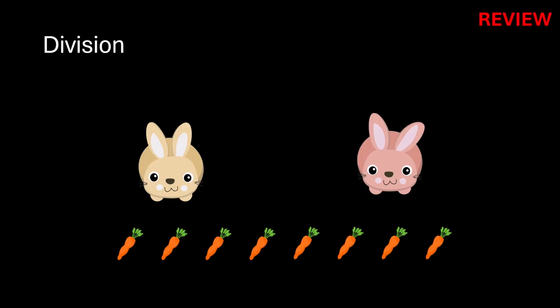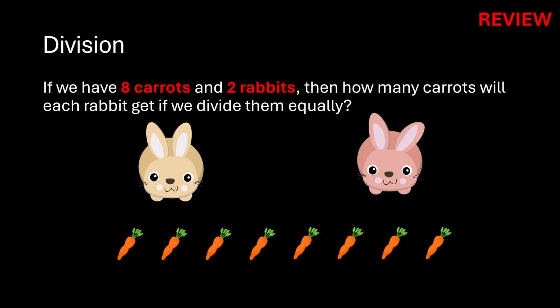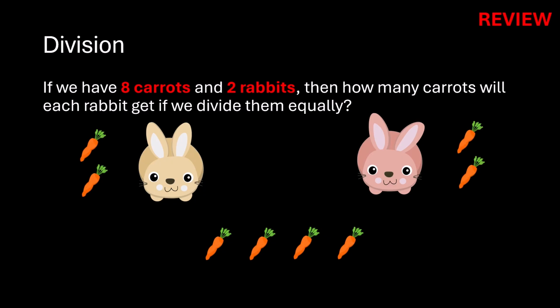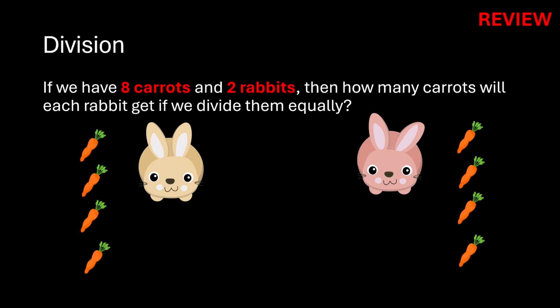Let's now take a look at division. Suppose we have 8 carrots and 2 rabbits. Then how many carrots will each rabbit get if we divide them equally? So here are our 2 rabbits and our 8 carrots. Let's start dividing them. So each rabbit has 4 carrots, and therefore 8 divided by 2 equals 4.